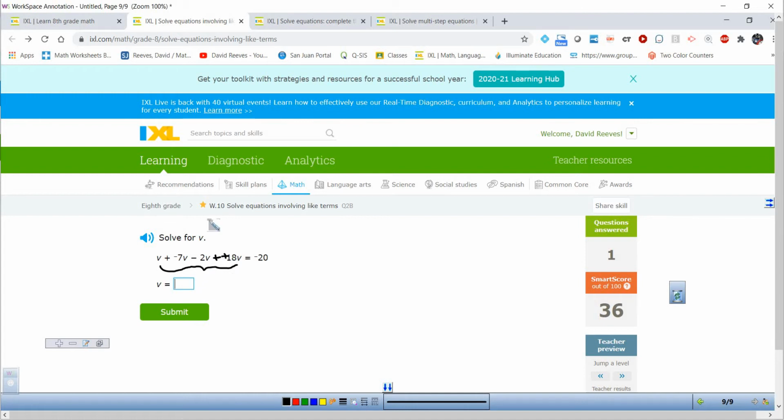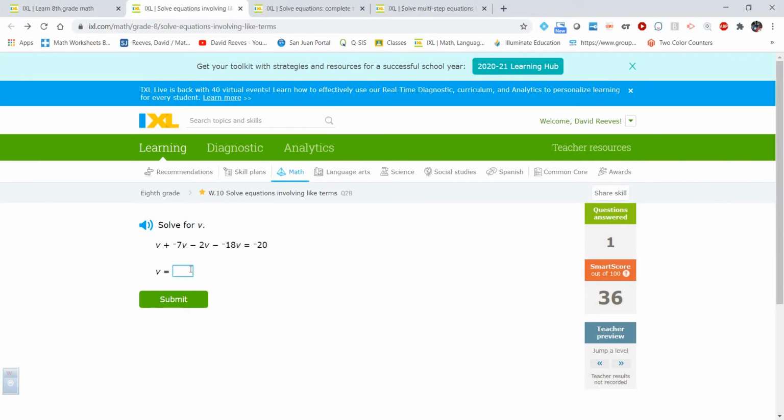So if I put my positive v terms together, I've got a positive 1v here with a positive 18v here. So I get positive 19v. And then that's a negative 7 plus a negative 2, or minus 9v, is equal to a negative 20. All right, well, what's 19 minus 9? Well, that is a very convenient 10. And why is it convenient? Because 10 goes into negative 20 exactly negative 2 times. So the answer we're looking for on that one is negative 2.